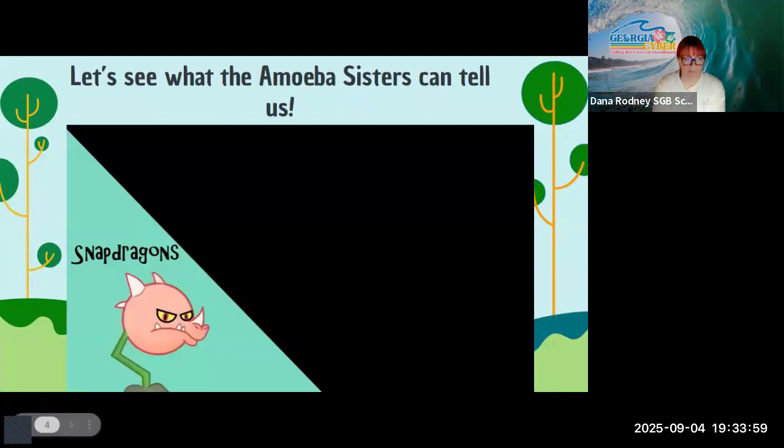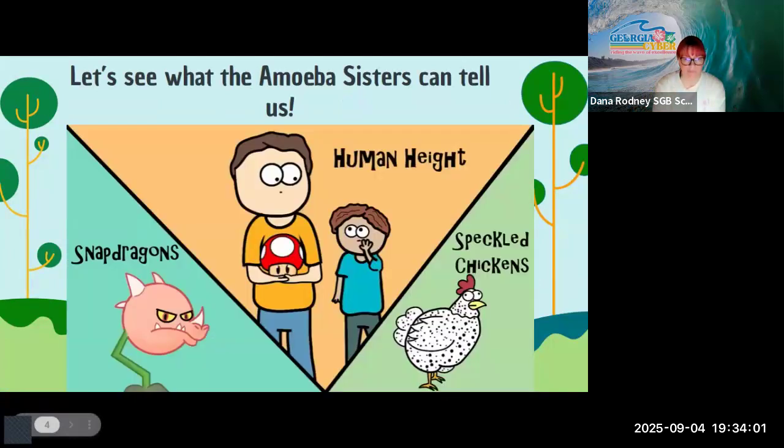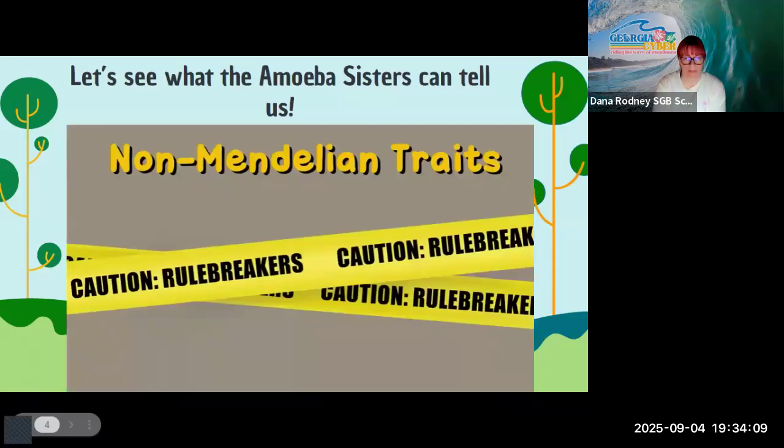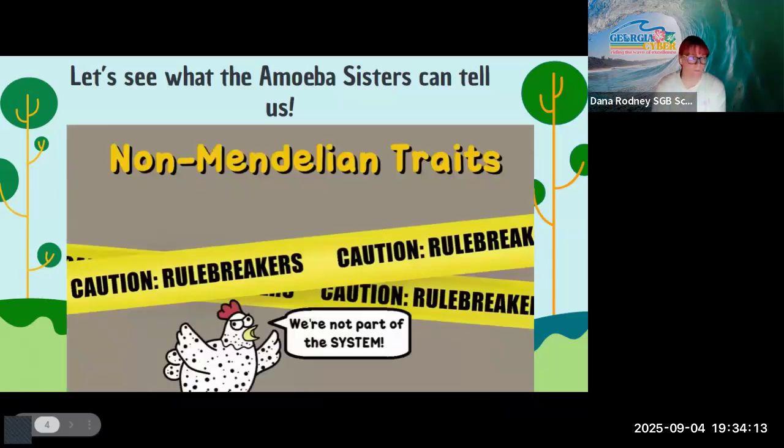What do snapdragons, human height, and speckled chickens have in common? Well, they are easily identified as non-Mendelian traits. By non-Mendelian, we mean that genetically, they are rule breakers. They don't follow the regular Mendelian rule that having a dominant allele means the dominant trait will show.